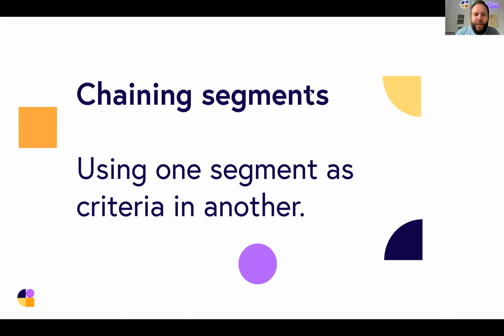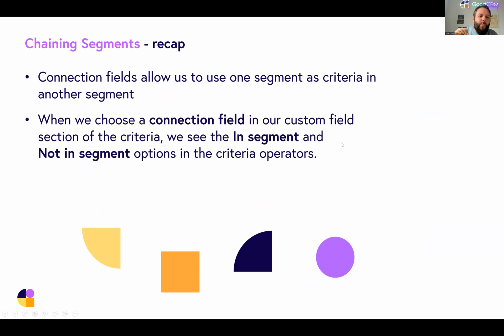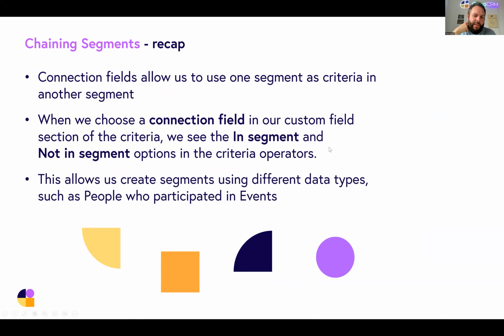Okay. Just to quickly recap on what we've learned about chaining segments. Connection fields are key. Here they allow us to use one segment as criteria in another segment. When we choose a connection field in our custom field section of the criteria, we then start to see the in segment and not in segment options in the criteria, and that allows us then to choose those segments as values. And this allows us to create segments using different data types, such as people who participated in events.